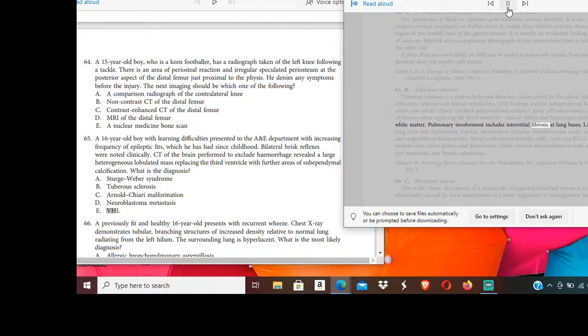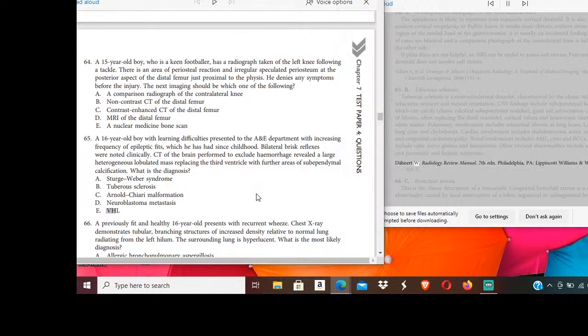Pulmonary involvement includes interstitial fibrosis at lung bases, LAM, multiple lung cysts, and chylothorax. Cardiac involvement includes rhabdomyoma, aortic aneurysm, and congenital cardiomyopathy. Renal involvement includes AML, cysts, and RCCs. Ocular lesions include optic nerve glioma and hamartoma. Other visceral abnormalities include splenic tumor and pancreatic and hepatic adenomas. Dähnert W. Radiology Review Manual.